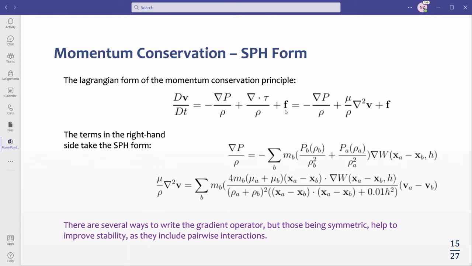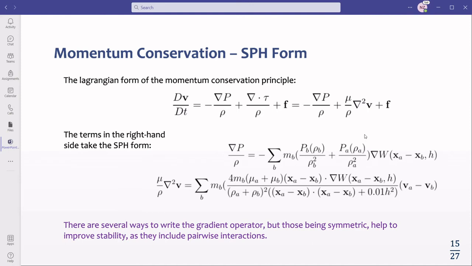Well, we cannot plug directly the value of our forces here, and now we need an expression for the gradient of the pressure, and for the Laplacian of the velocity. For the pressure, I'm not showing this here.